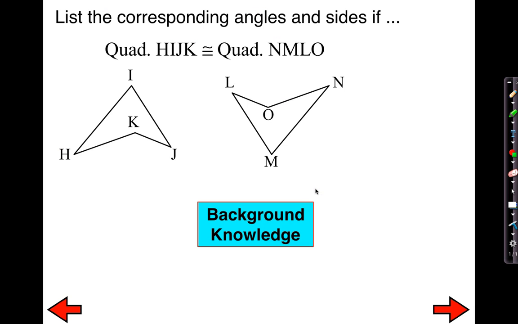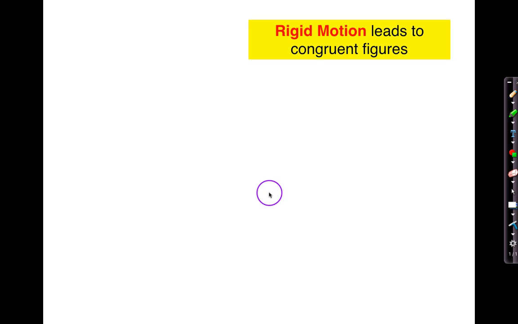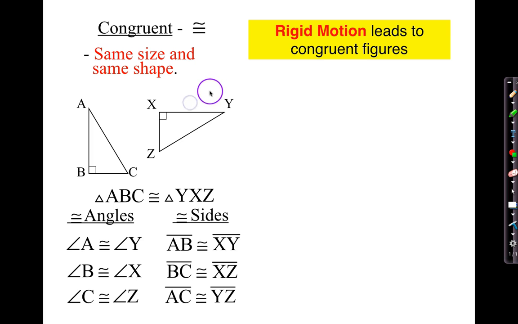So we've done this before, where we found congruent angles and congruent sides. Just a quick reminder of how we do that. We match corresponding points to find the corresponding angles, and then we match corresponding sides together to find which sides are congruent. So rigid motion always leads to congruent figures. Rigid motion, just a quick reminder, includes translations, reflections, and rotations. Congruent, the symbol we use looks like this, and basically congruent means same shape and same size.